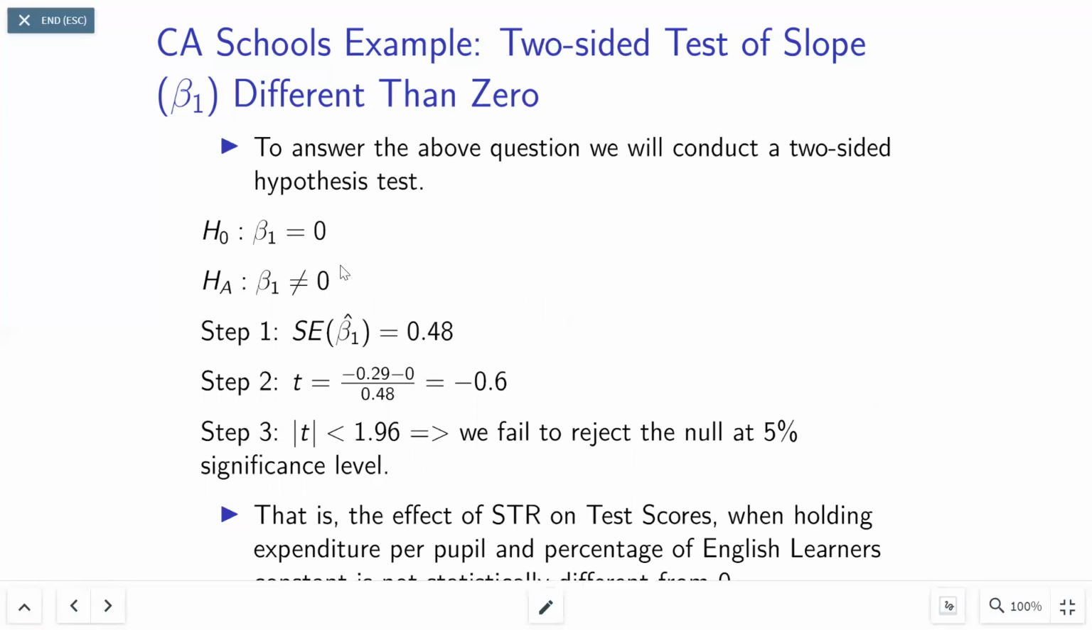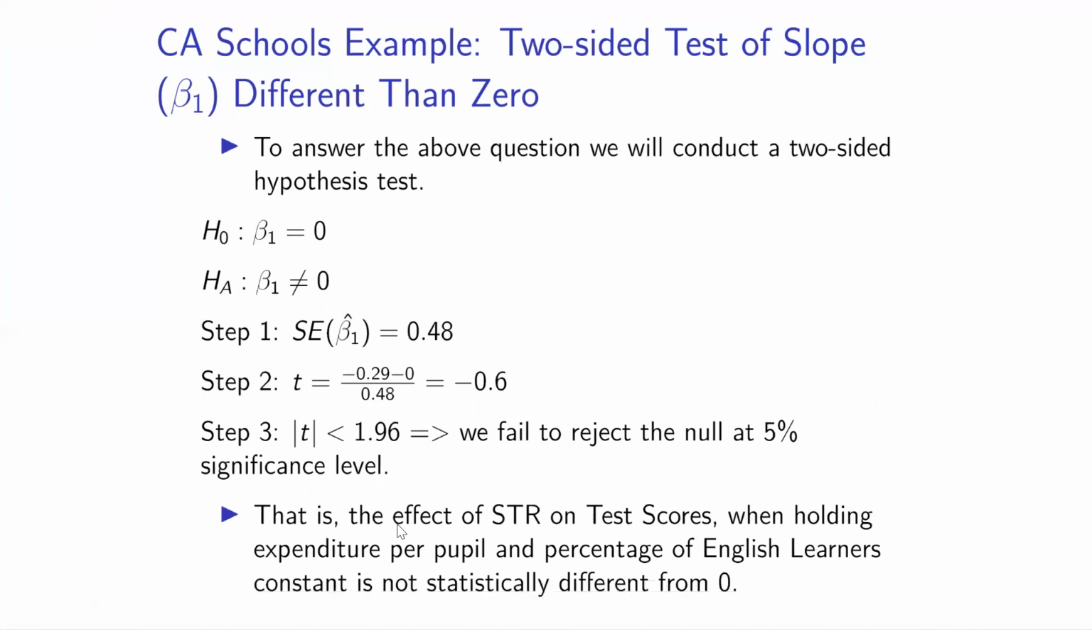This slide summarizes what I just said. The conclusion is that the effect of STR on test scores, when holding expenditure per pupil and the percentage of English learners constant, is not statistically significant. It is not statistically different from 0.